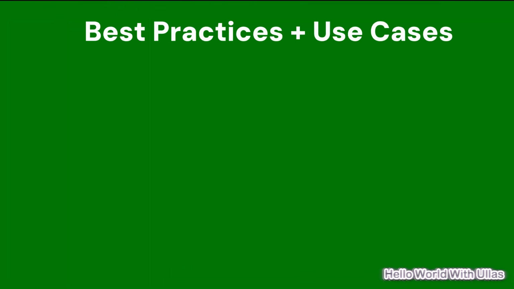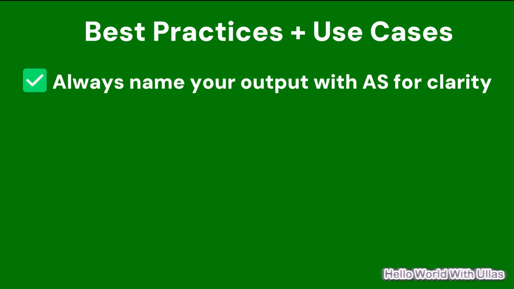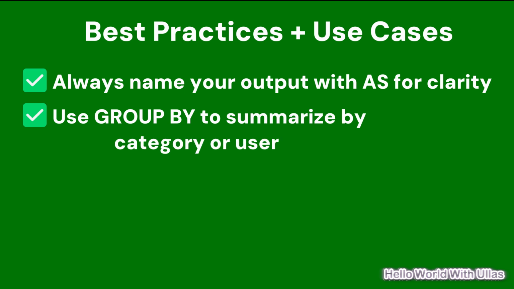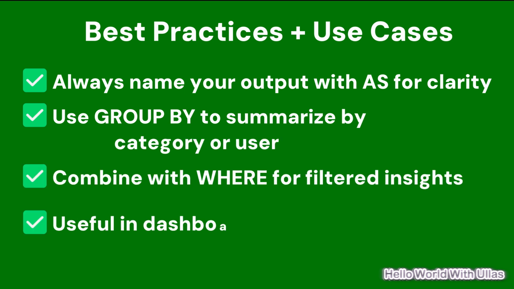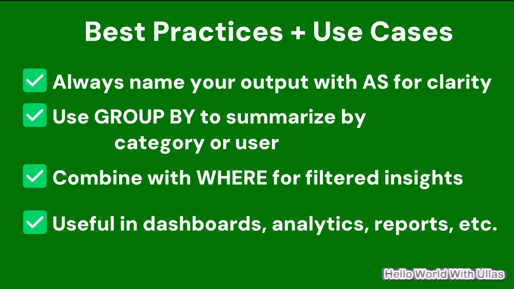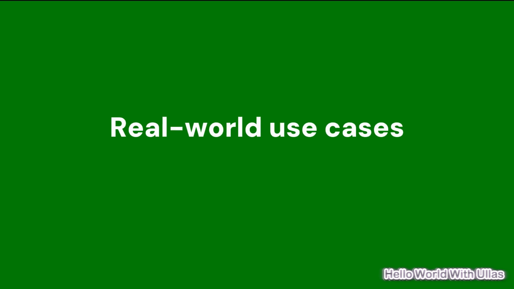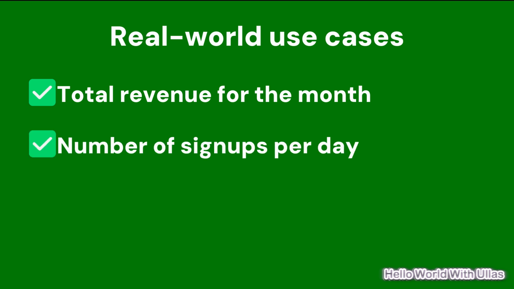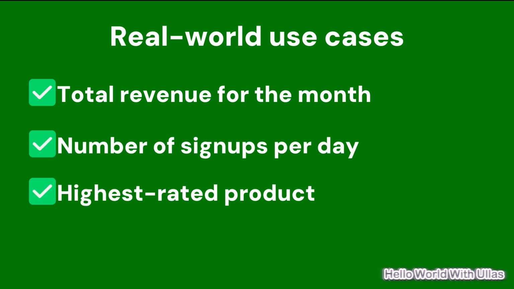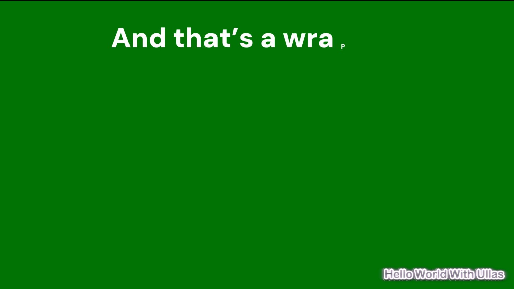Now we'll see some best practices and real use cases for aggregates. Always name your output with as for clarity. Use group by to summarize by category or user. Combine with where for filtered insights. It's useful in dashboards, analytics, reports, etc. So the real world use cases include total revenue for the month, number of signups per day, highest rated product, average delivery time. And that's it for this video.